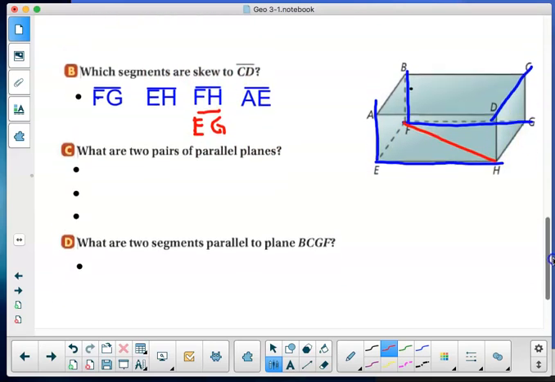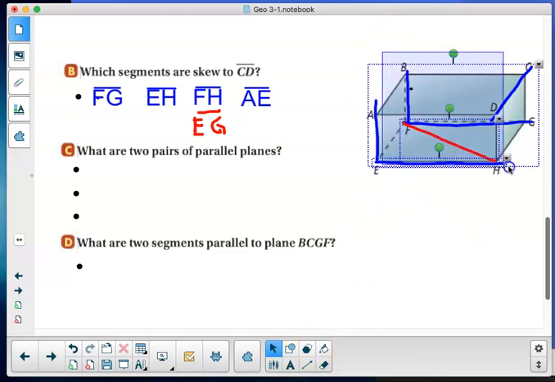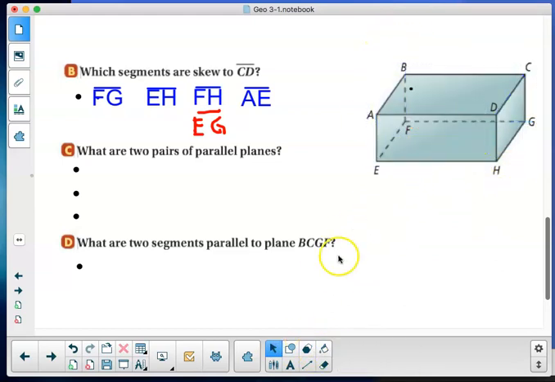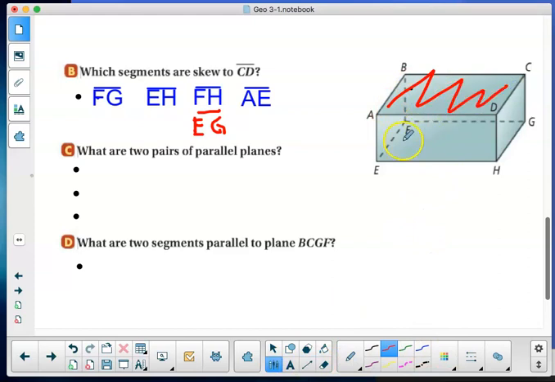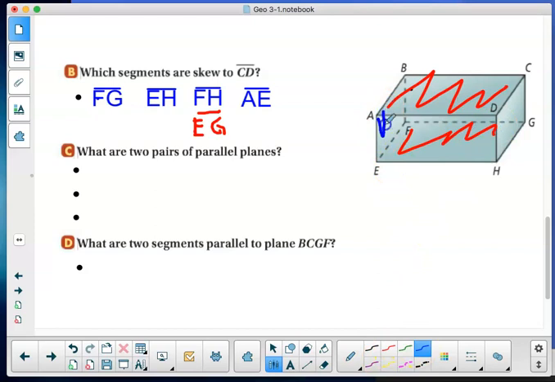Now let's talk about what are two pairs of parallel planes. Actually, there are three pairs of parallel planes here. If I clean up my pictures here, my parallel planes are this one and this one, this side one to this side, and the green front with the green back.